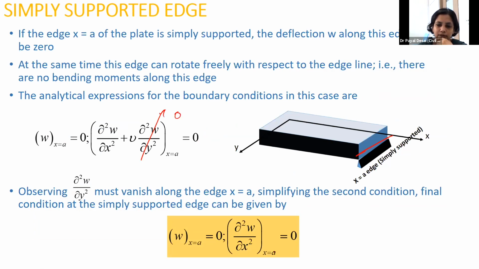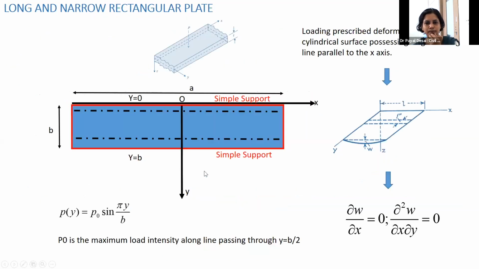So finally our simplification of the simply supported boundary condition reduces to del square W by del X square equal to 0, and deflection is 0. This is similar to our beam analysis also. Now this is how to solve this problem.